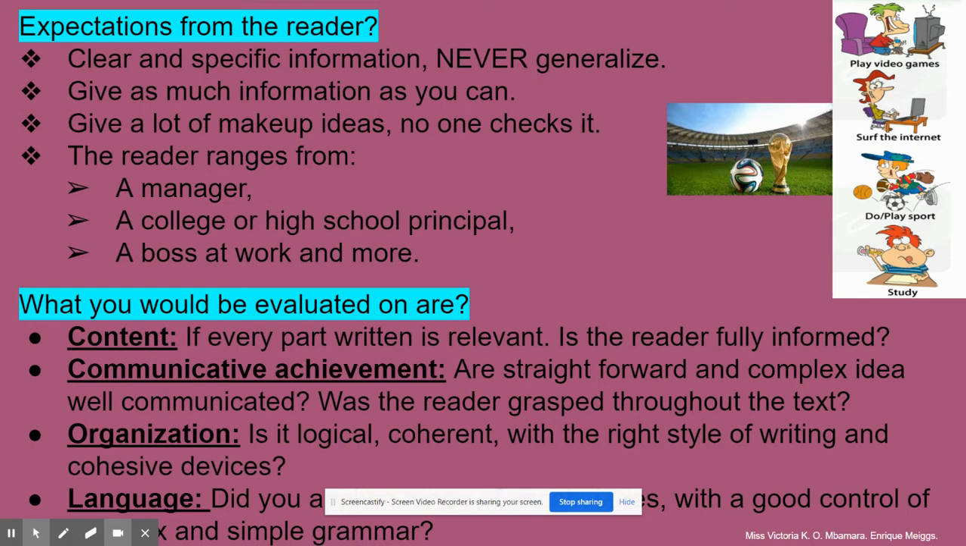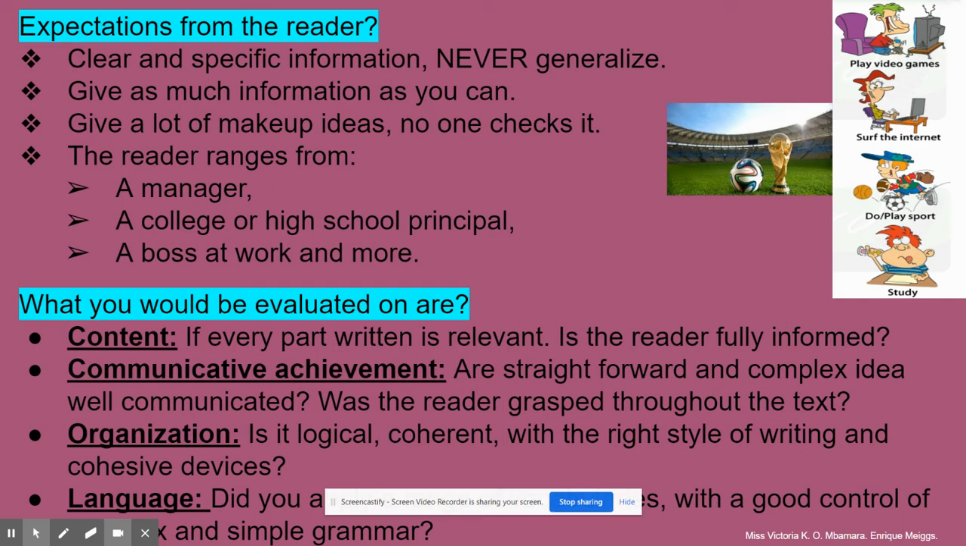Now, organization: is it logical? Is it coherent? Are you using the right style of writing? Is it broken into sections? It's not an essay. It's not a proposal. A proposal is when you're writing about something that you're planning in the future. A report, you're writing about something that has happened. So the language is different, okay?